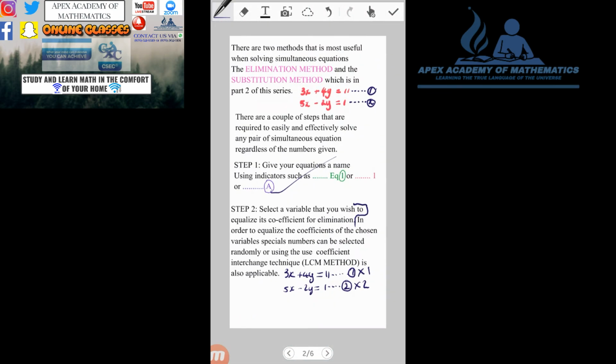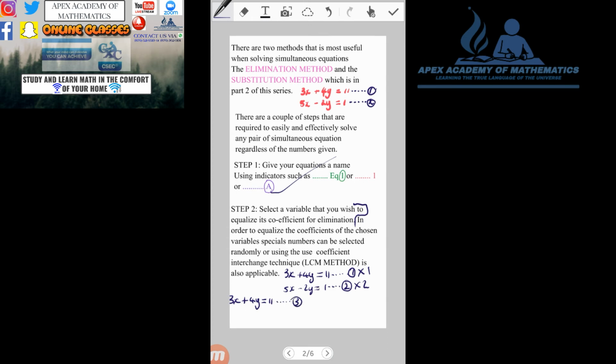Okay, all right, good. So now I'm going to do the multiplication part. So 1 multiplied by this entire equation, the multiplicative identity, will give you back the same equation. So that's going to give me 3x plus 4y is equal to 11. And that becomes equation 3.